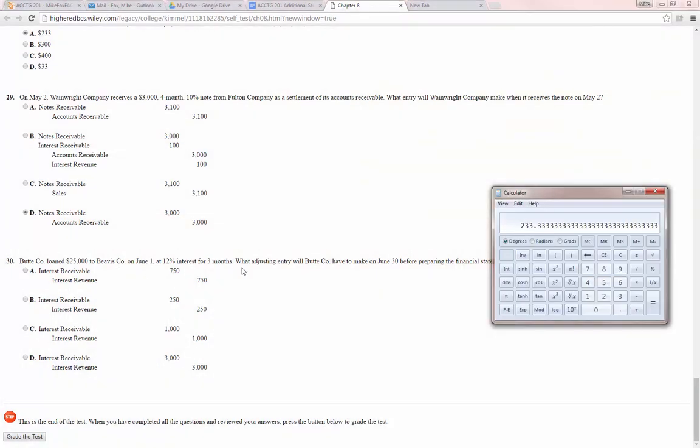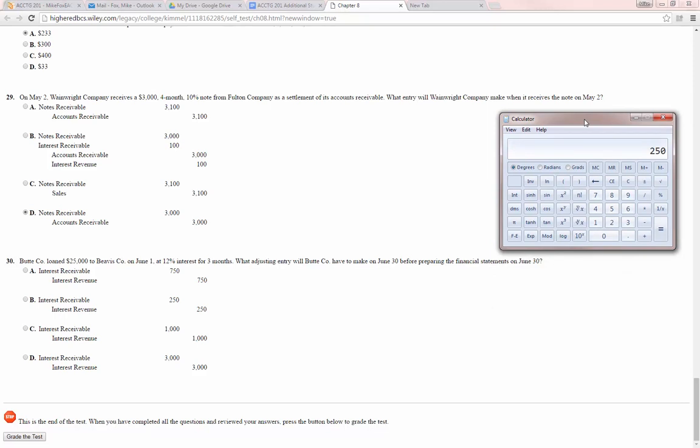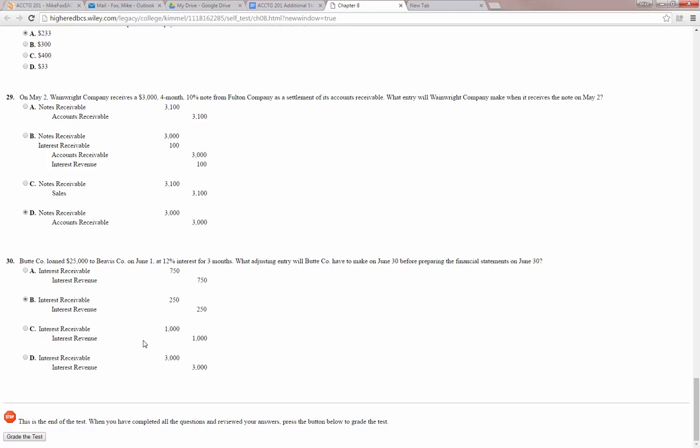So if we take the principal of $25,000 times the rate of 12%, that gives us 1 year's worth of interest on the note. We divide that by 12. That gives us 1 month's worth, which is $250. So we'll do an adjusting entry to recognize that we have earned that interest. So we'll have interest receivable of $250 and an interest revenue credited of $250, and that will be our adjusting entry.